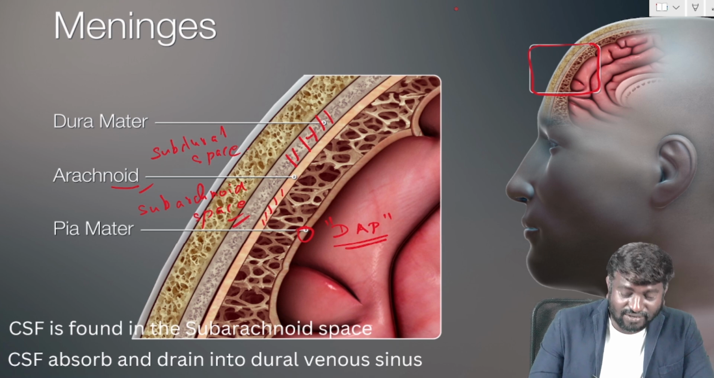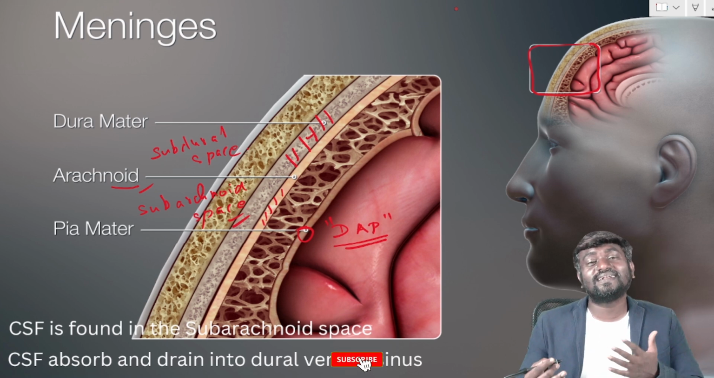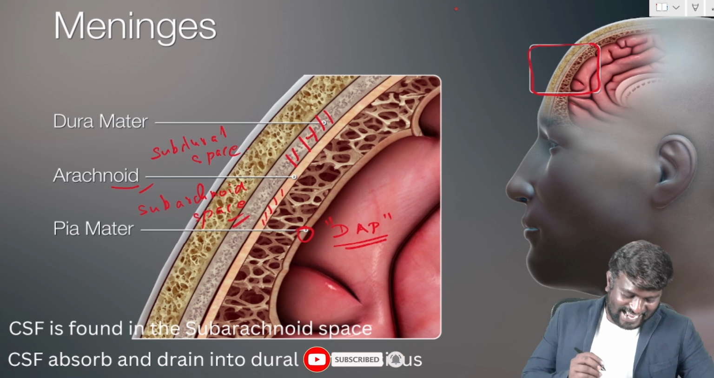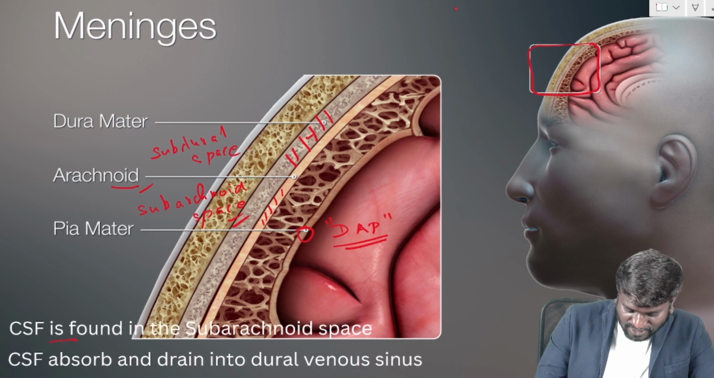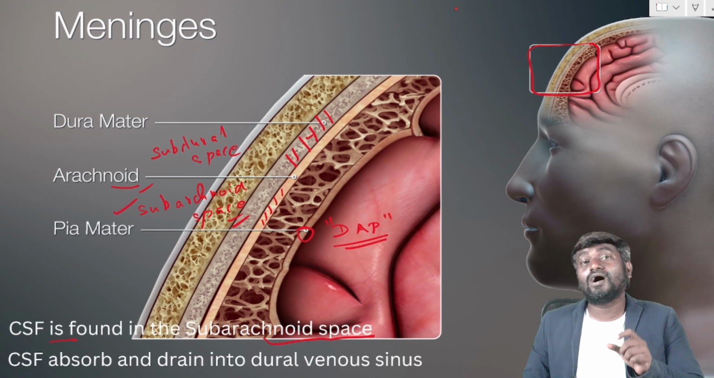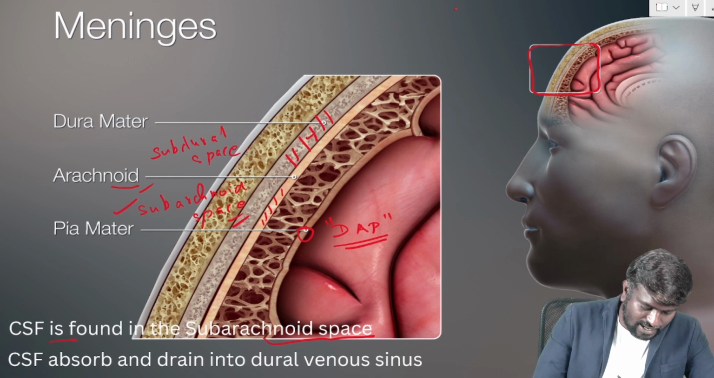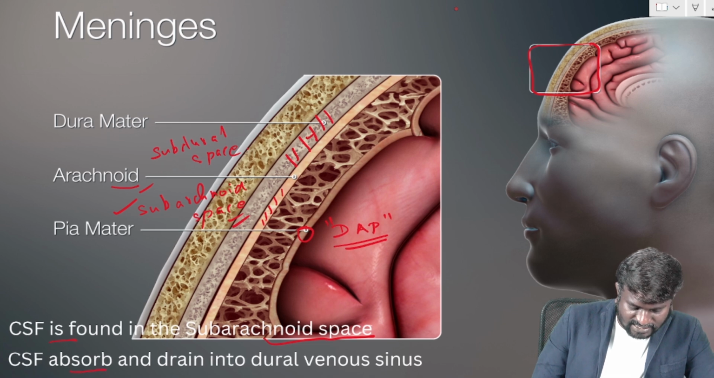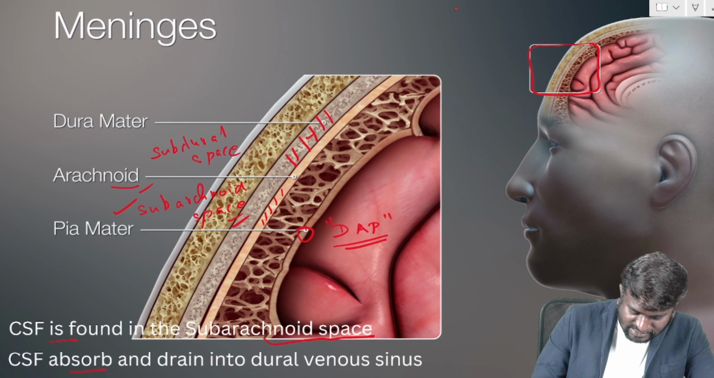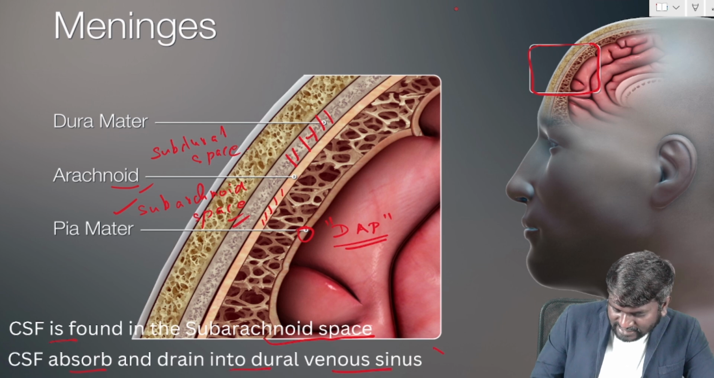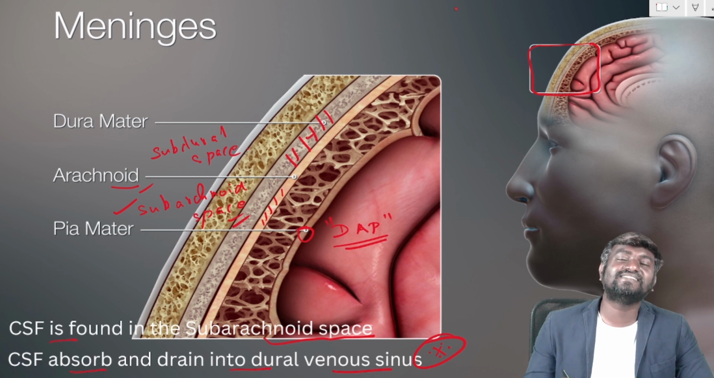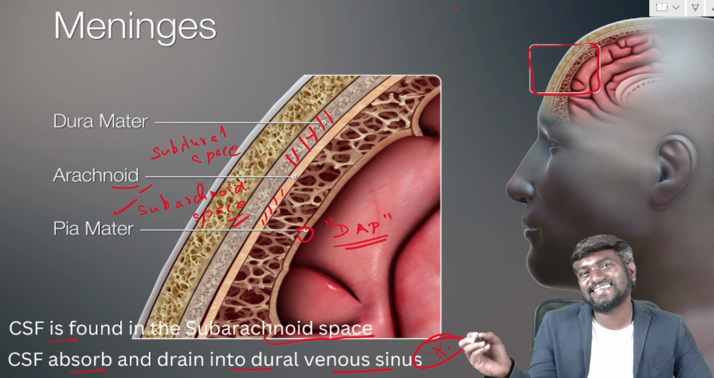Yes. And subarachnoid hemorrhage will lead to thunderclap headache. Yes, I hope you know this. Right. And then remember, CSF is found in the subarachnoid space. Very important. Remember, CSF also absorbs and drains into the dural venous sinus. Very, very important.